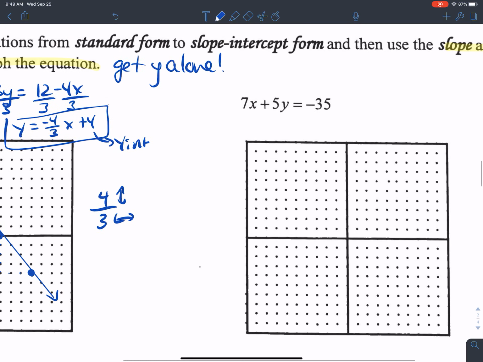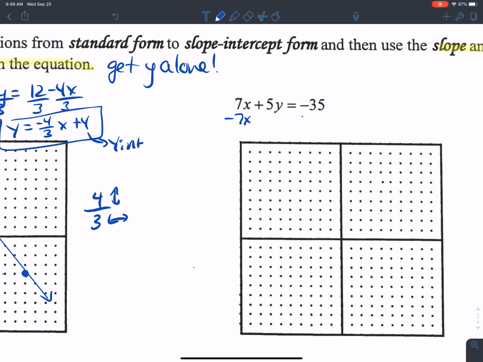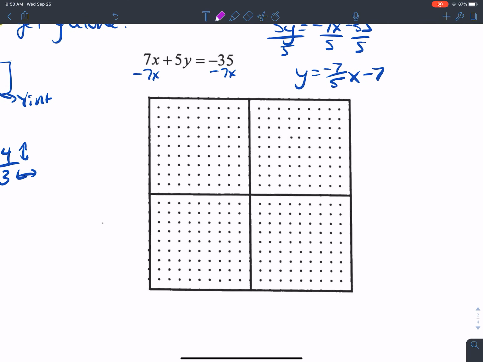And just another example here, if I wanted to get y alone, we'd subtract 7x from both sides. So 5y would equal -7x, and then there was also a -35. And again, you can see that we're just dividing by 5. So we can see our slope is -7/5, and our y-intercept is -7. So we place that. I can't go down 7, so I'm going to go up 7 and over 5. Up 7, over 5.